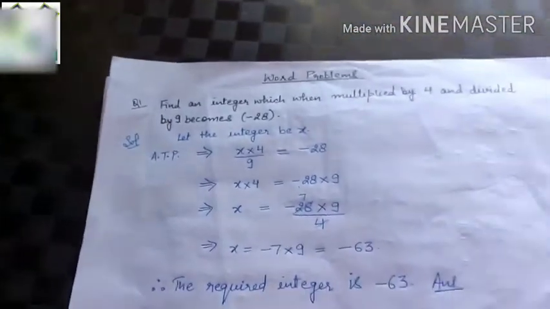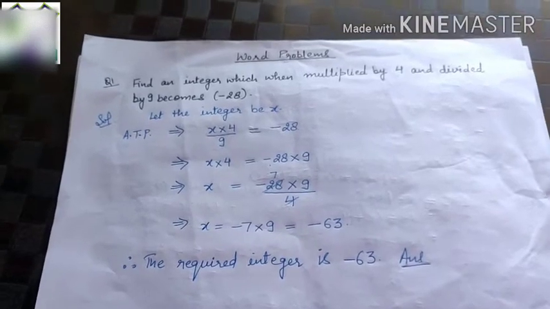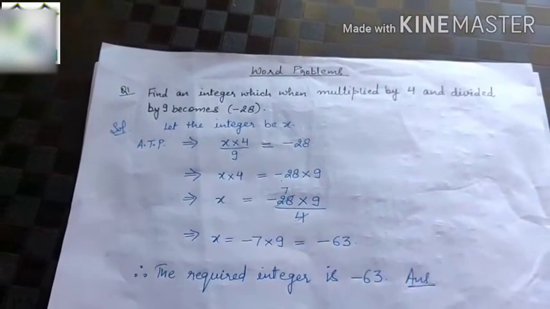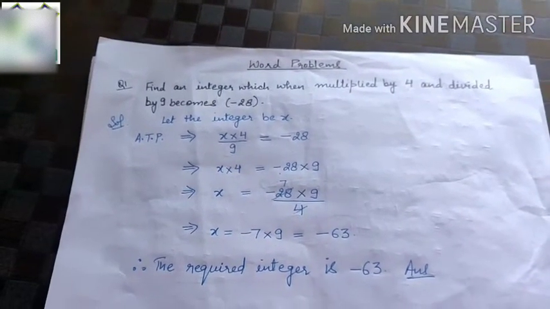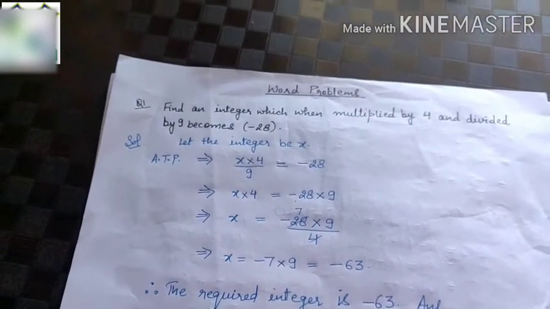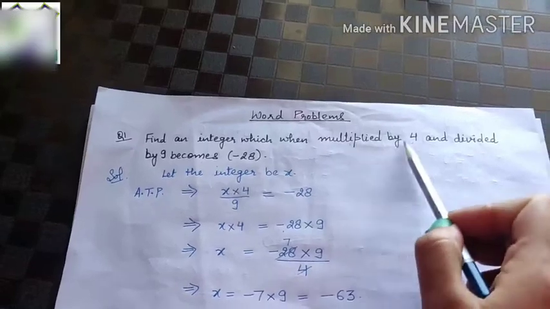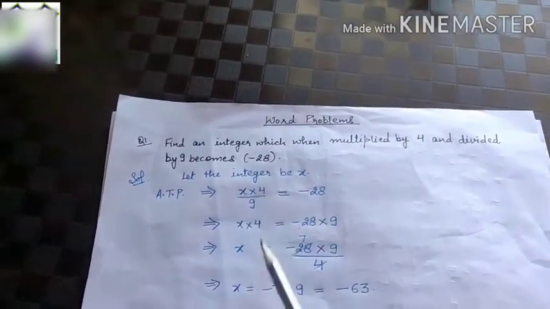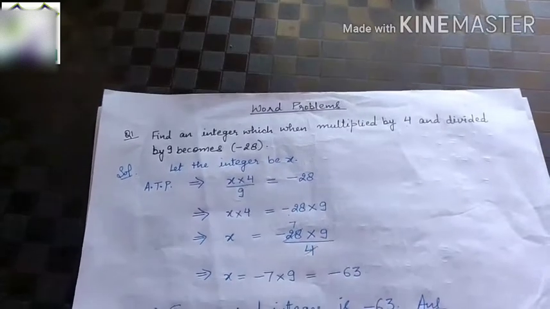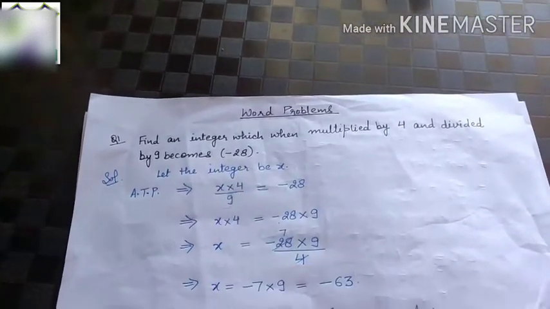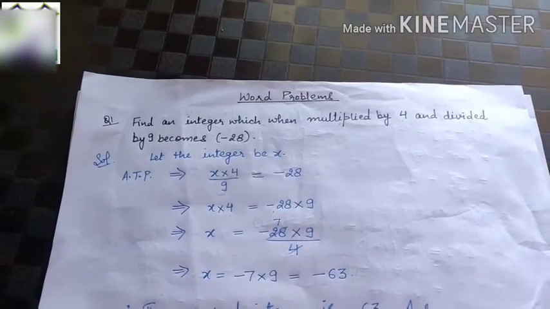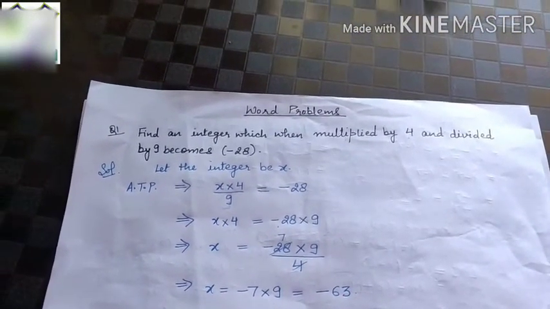Now let us see what problem. Find an integer which when multiplied by 4 and divided by 9 becomes -28. So let the integer be x. Now what it's saying, when multiplied by 4, so x multiplied by 4 and divided by 9, so it is 4x upon 9 becomes -28. So it is equal to -28.